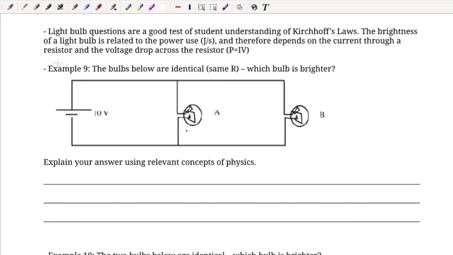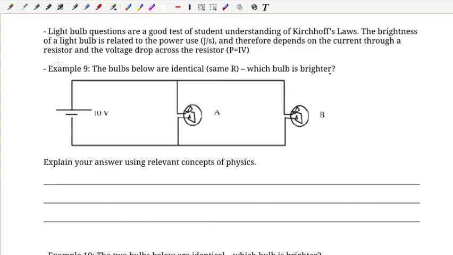Light bulbs are a good test of students' understanding of Kirchhoff's laws. The brightness of a light bulb is related to the power use in joules per second, and therefore depends on the current through the resistor and the voltage drop across the resistor. The higher the power, the brighter the bulb. The bulbs below are identical. They have the same resistance.